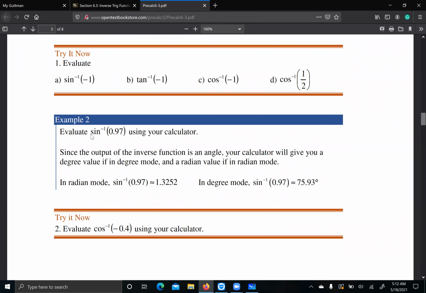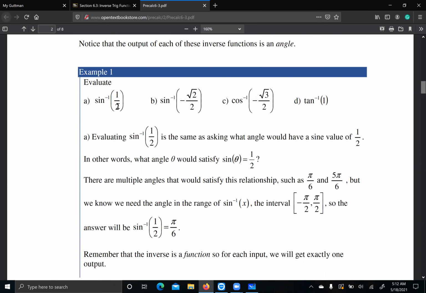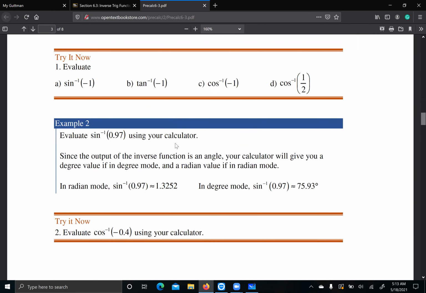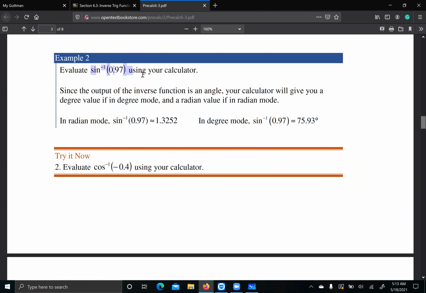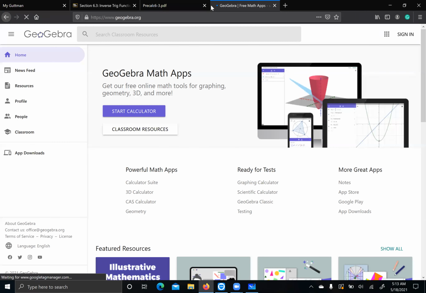Sometimes you may have values where you need to use a calculator. The values in these questions, like half, 1, square root of 2 over 2, square root of 3 over 2, are values whose angles we know, but for many values we don't know the angle, and we have to use a calculator. For example, sine inverse of 0.97. So I have to use a scientific calculator. Let's go to GeoGebra and use this free scientific calculator.